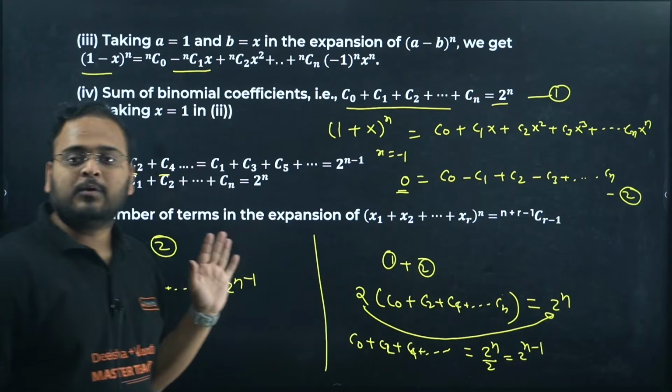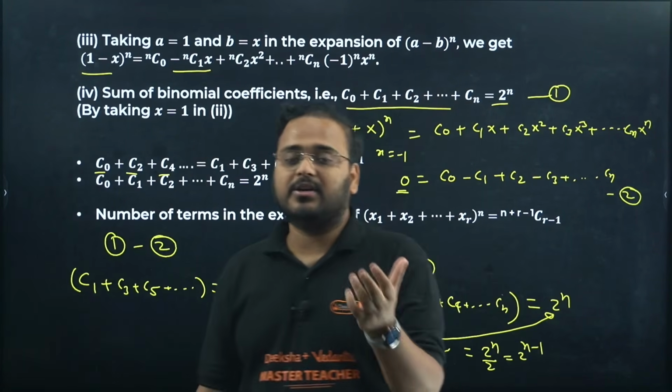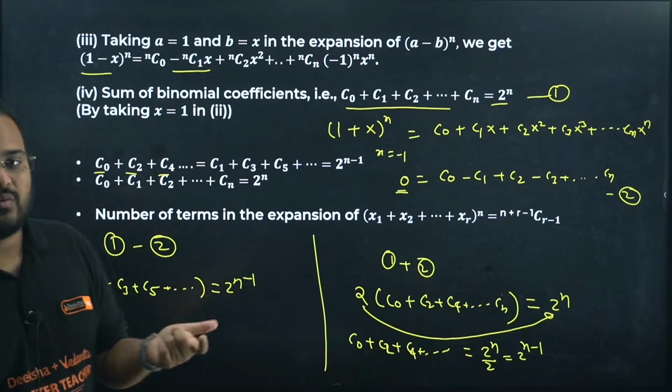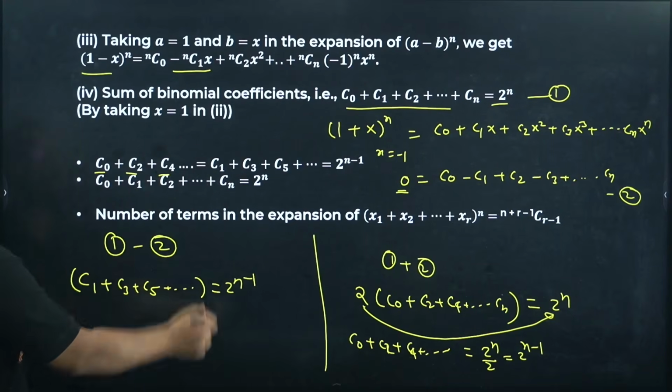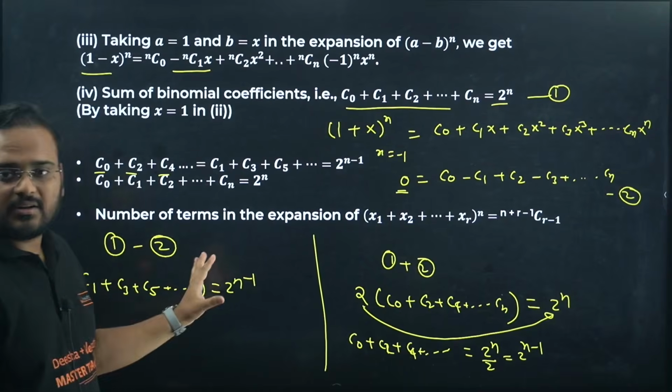Same result. So if you add odd places terms or even places terms, sorry, coefficients, the result is always 2 power n minus 1. Okay, and this is clear. c0 plus c1 plus c2 and so on is always equal to 2 power n. And for number of terms, this is the result. I hope it's clear, guys.